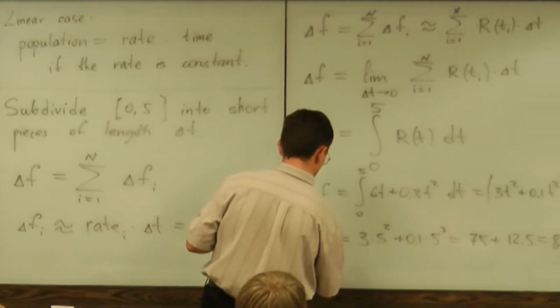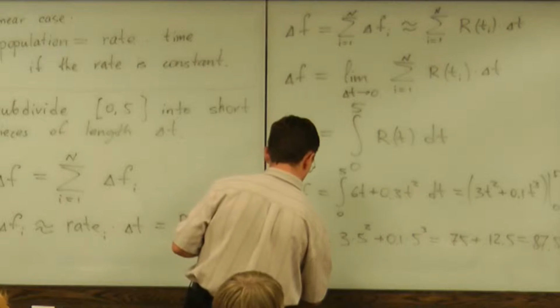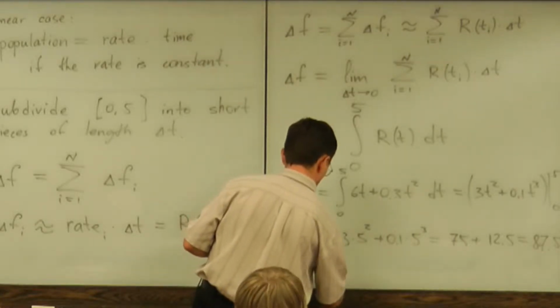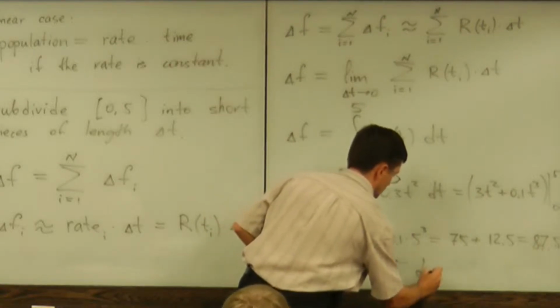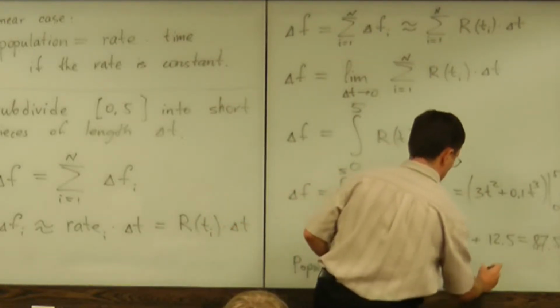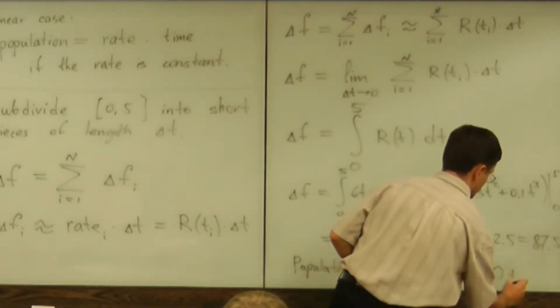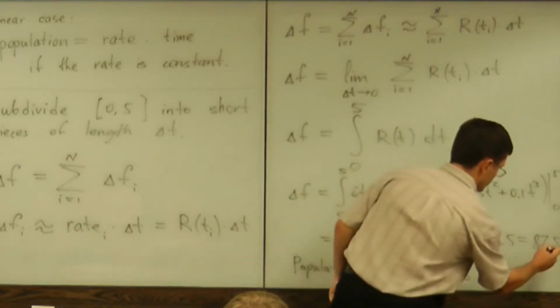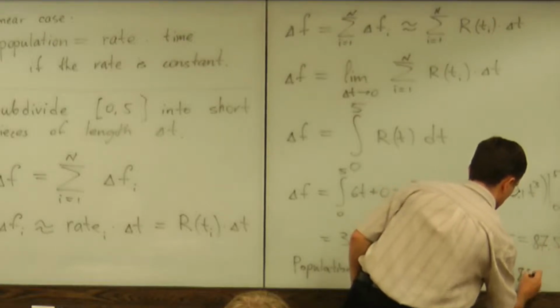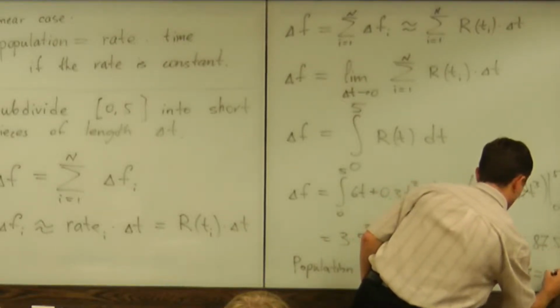The answer is: the population in 5 days is the original 50 plus 87.5, and of course we round it to 88, making it 138.